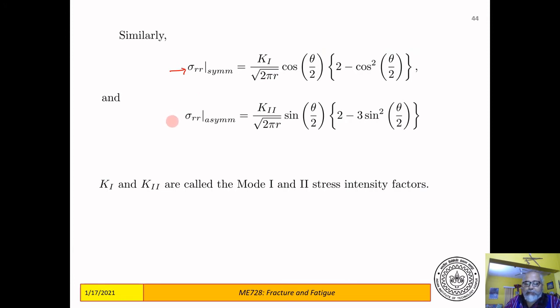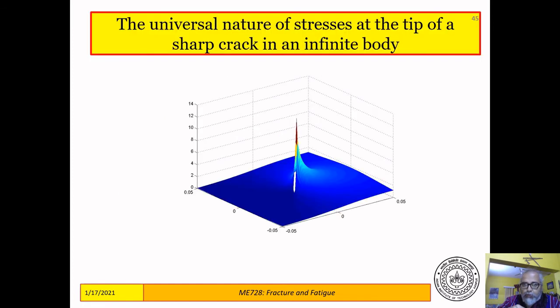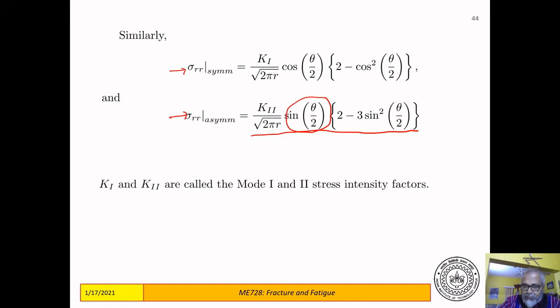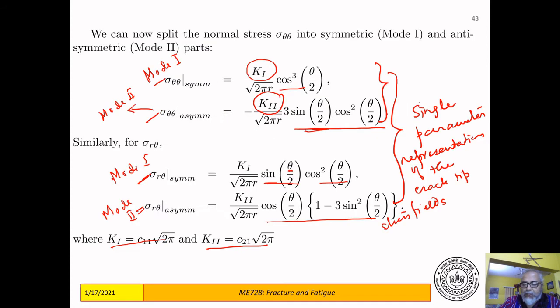Okay, so sigma RR antisymmetric is this expression, and it is equal to 0. You can check that it is equal to 0 because of this term on the symmetry line, as we expect from the antisymmetric situation in mode 2. And K1 and K2 are called the mode 1 and mode 2 stress intensity factors respectively. So each of the stress components in mode 1 and mode 2 separately can be denoted in terms of a single undetermined parameter, either K1 or K2. Okay, so that's why it's a single parameter representation. Now, as you can see here, each of the stress terms are variable separated.